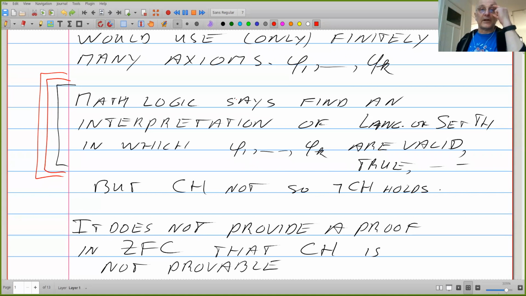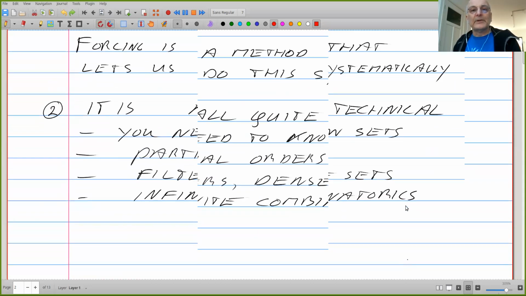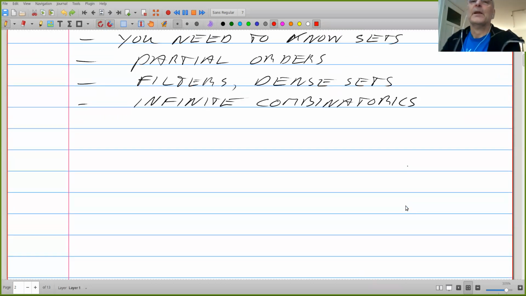Next week, we will start discovering how to modify that construction so that you can build in other stuff that you don't want to be valid there, for example. Or you do want it, well, you don't want CH valid, but you want not CH valid or something like that. So how can we construct those sets M?